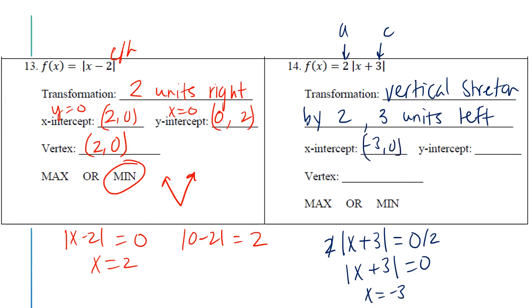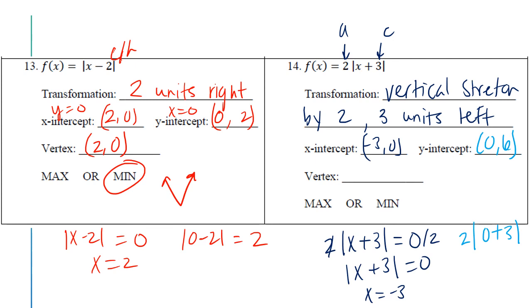Okay? Again, y-intercept is saying that you're going to let x equal 0. So to find my y-intercept, it's too close, so I'm going to use a different color. So we have 2 absolute value of 0 plus 3. Well, 0 plus 3 is 3. Absolute value of 3 is 3. 3 times 2 is 6. So my y-intercept is going to be at 0, 6.